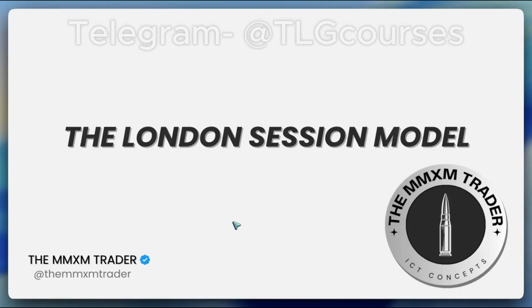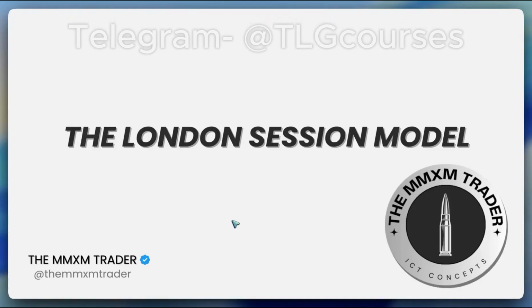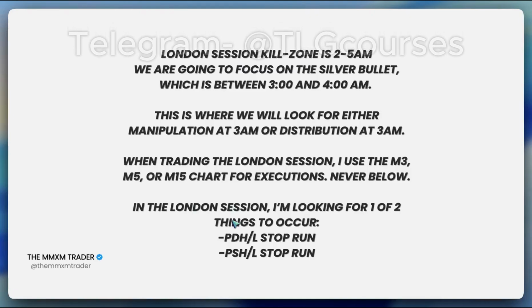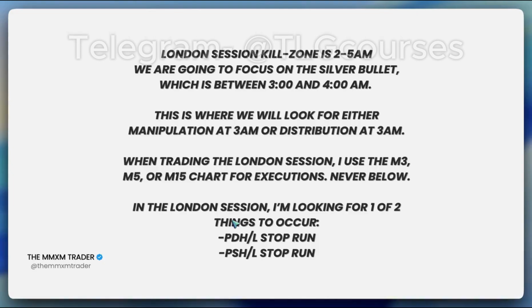Okay guys, the London session model for index futures. London session kill zone is 2 to 5 a.m. We're going to focus on the silver bullet, which is between 3 and 4 a.m. This is where we look for either manipulation at 3 a.m. or distribution at 3 a.m.